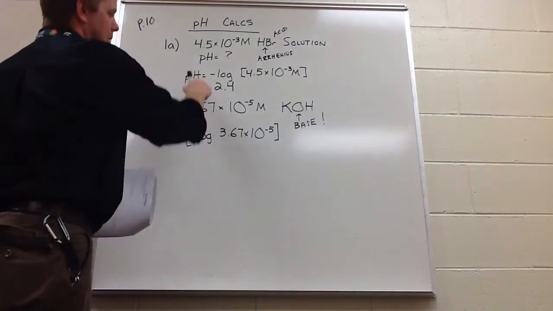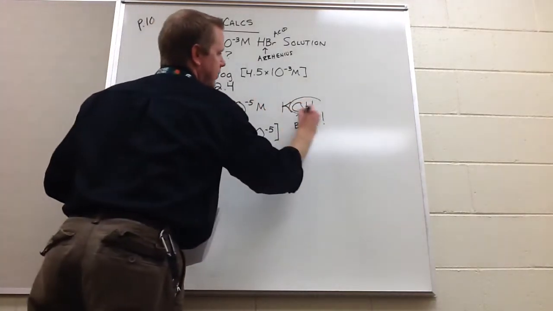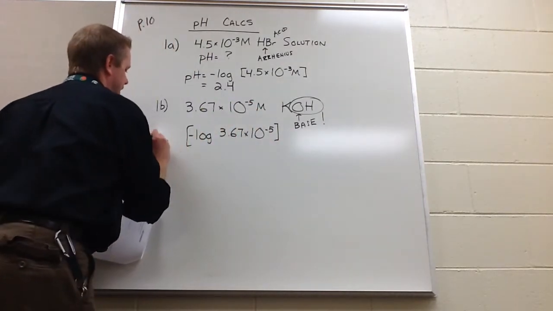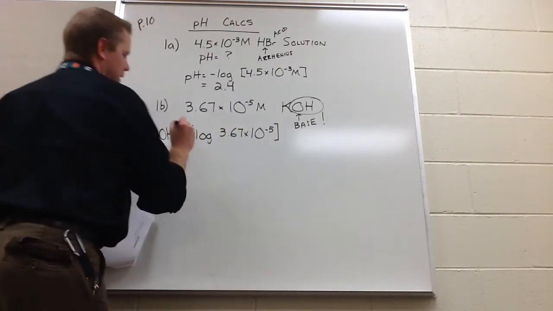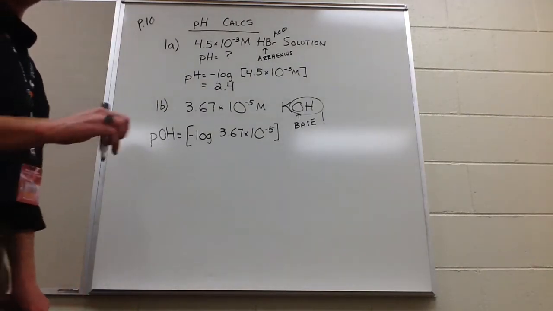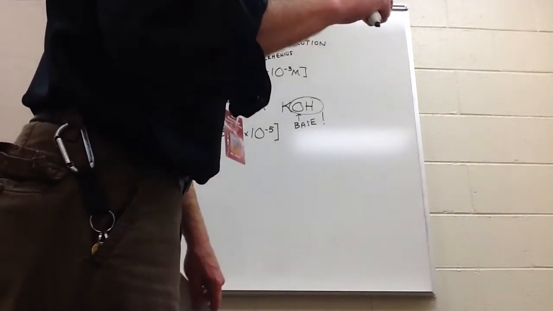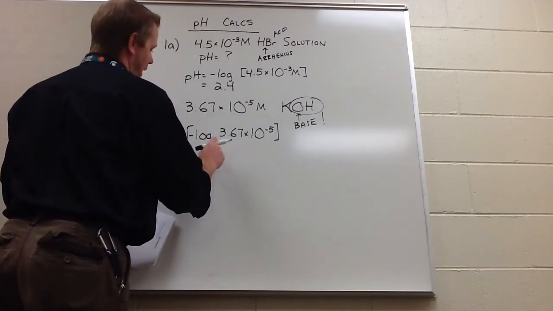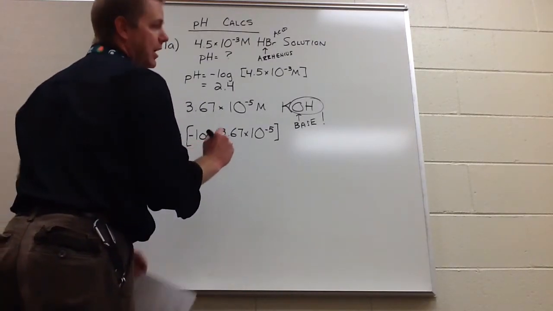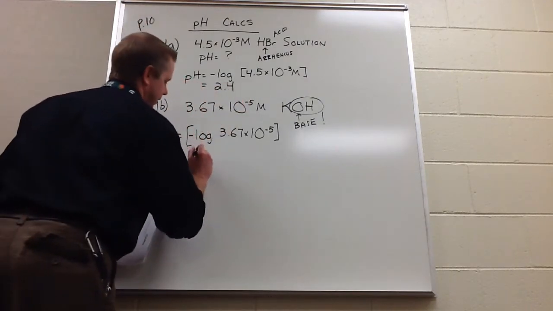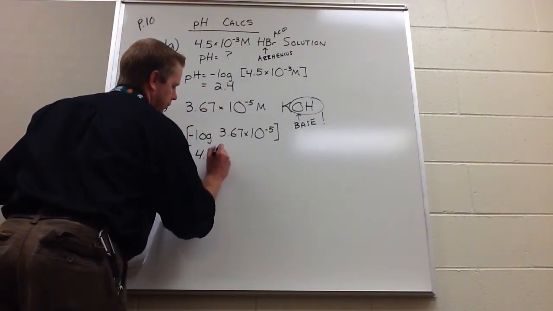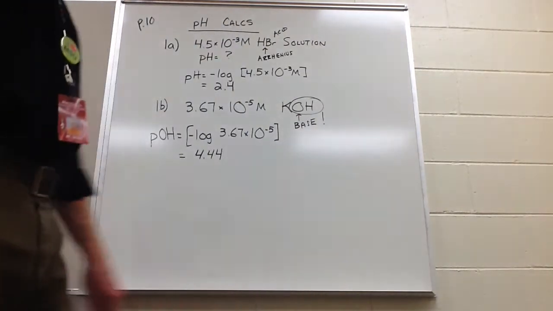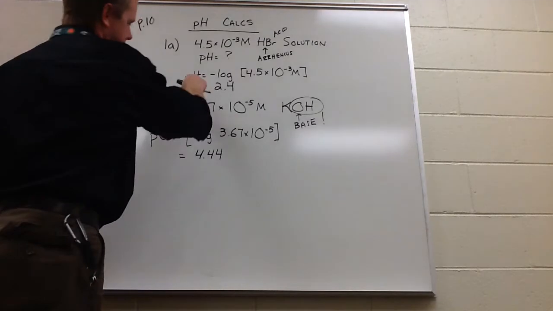unlike up in this problem where that was the pH, this substance is a base. Therefore, the negative log of this isn't the pH, it's the pOH. So what you end up doing when you have that particular thing going on is you get the pOH, and the pOH ends up being 4.44. Okay? But that's the pOH, and I wanted to know the pH, right?